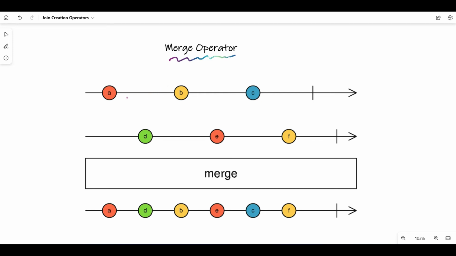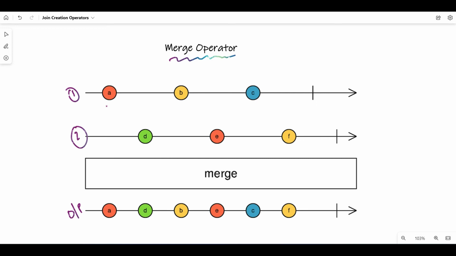So from multiple input observables, it will emit values concurrently. It will look like we are getting values from a single stream. If order is not important, we can use merge operator. So if you see here, we have two input observables, observable 1 and observable 2. And here we are getting the output. If you see here, we are getting the values concurrently.